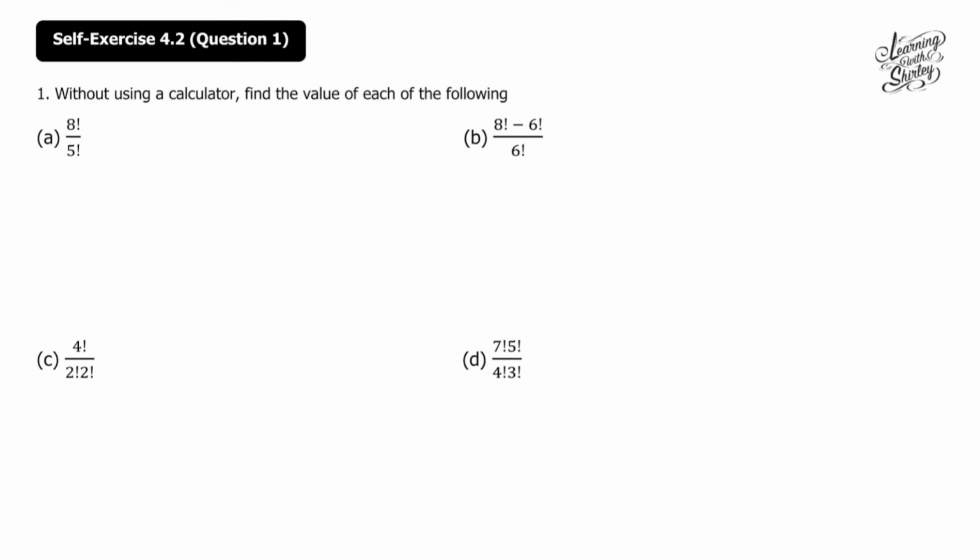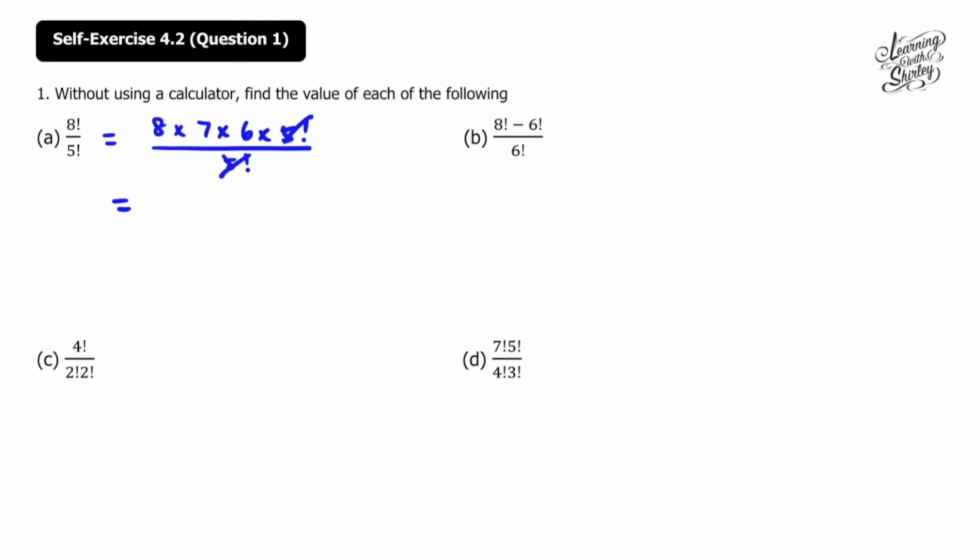Let's look at self-exercise 4.2 question 1a. Without using a calculator, find the value of each of the following. Okay, let's solve for a. 8 factorial over 5 factorial will be 8 times 7 times 6 times 5 factorial. Why do we stop at 5 factorial? Because we can cancel off with the 5 factorial at the bottom. So 5 factorial and 5 factorial we can cancel.